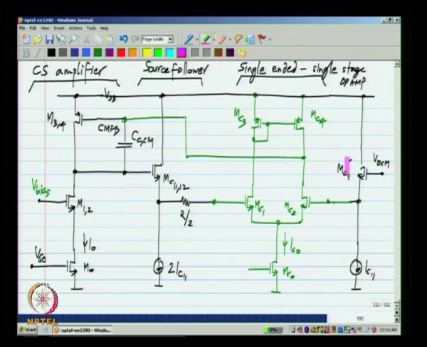And also, as I mentioned earlier, if this R by 2 is very large, then this R by 2 in combination with the CGS of MC1 will cause a lot of delay in the loop. So, you may also have to connect a capacitor, so that it creates a 0 in the loop.